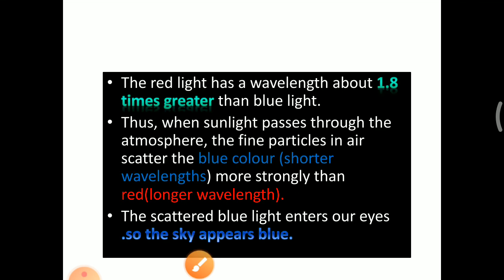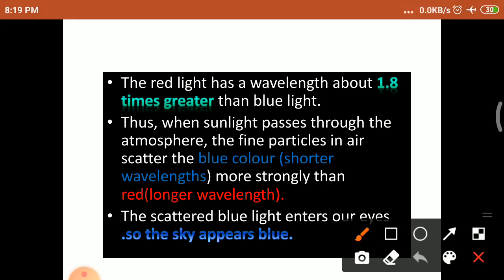The red light has a wavelength about 1/8 times greater than the blue light. So when sunlight passes through the atmosphere, the fine particle in air scatter the blue color, that means a shorter wavelength blue color, more strongly than a red color. So the scattered blue light enters our eyes, so the sky appears blue. This is a very, very important 3 mark question. Why the color of the sky is blue?